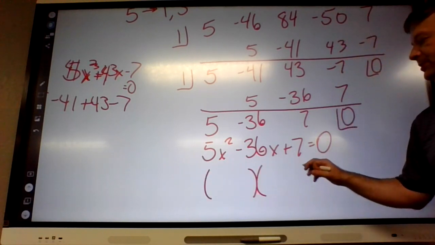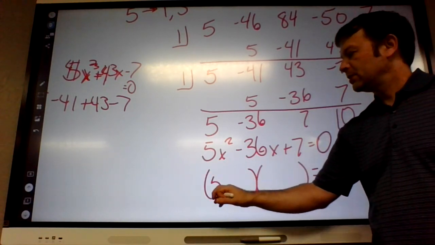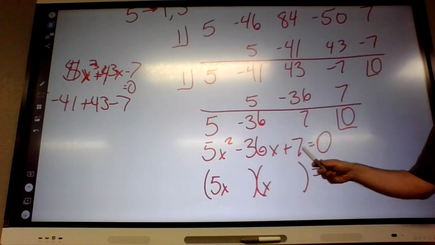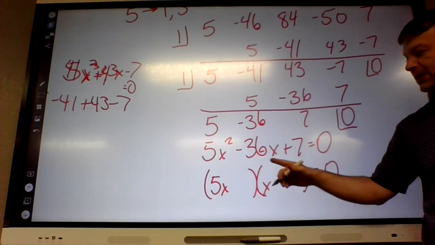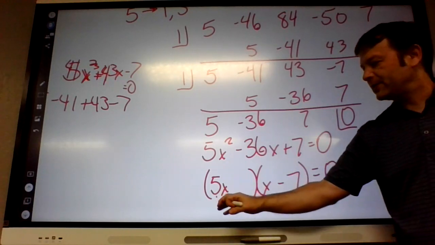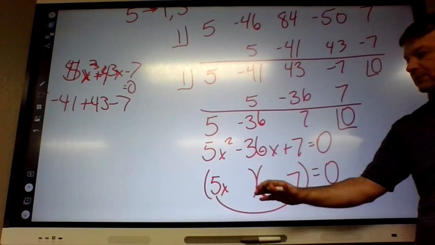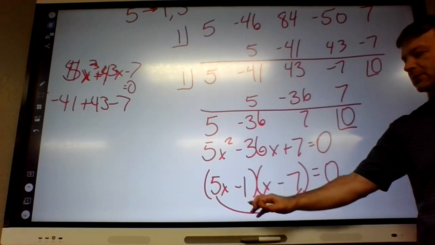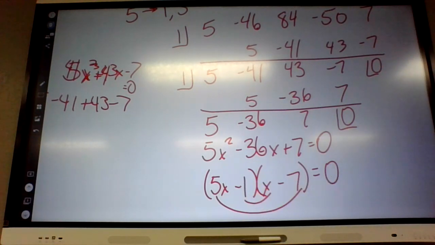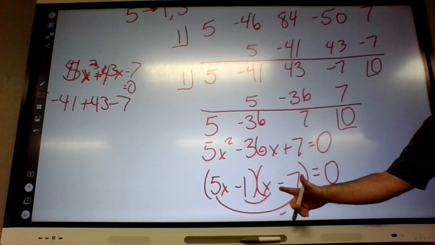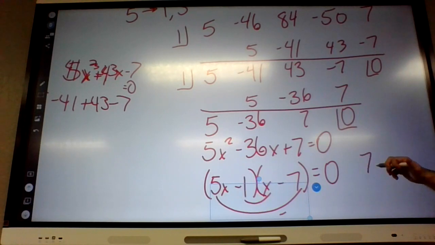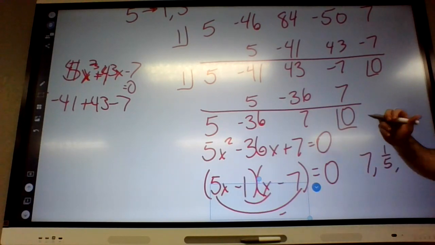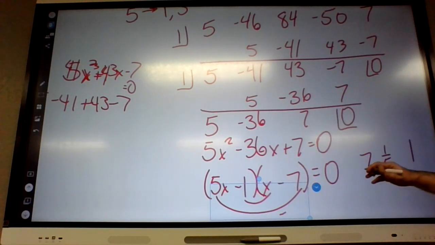Well, what has to go in the front? What goes into 5x squared? 5x times x. What goes into 7? 7 and 1. I need to get close to negative 36. So I'm going to put a minus 7 out here to make minus 35. And a minus 1 in there to make minus 36. So what x values would make this equal 0? 7 over 5, and 1. Don't put 1 twice, just put it once.